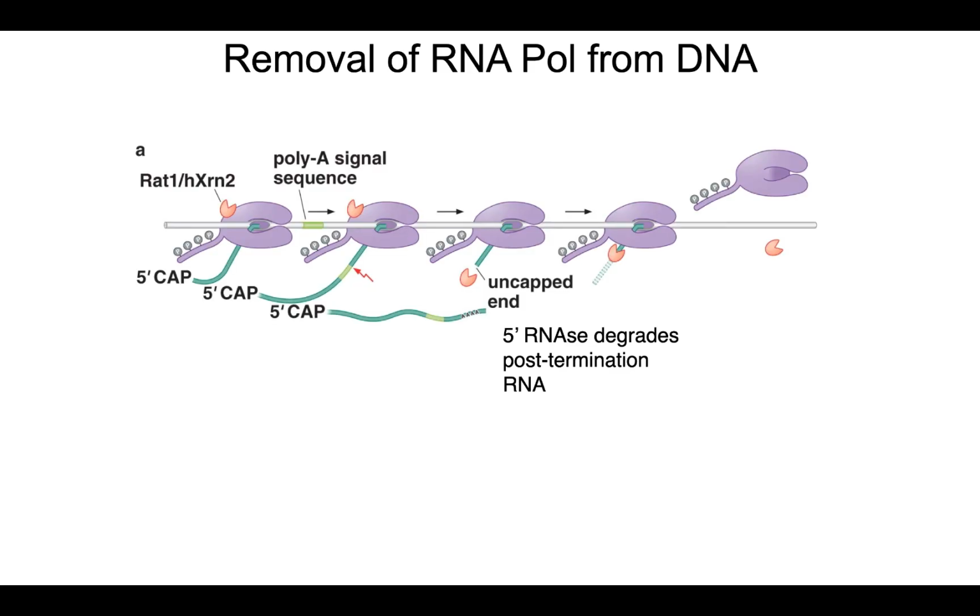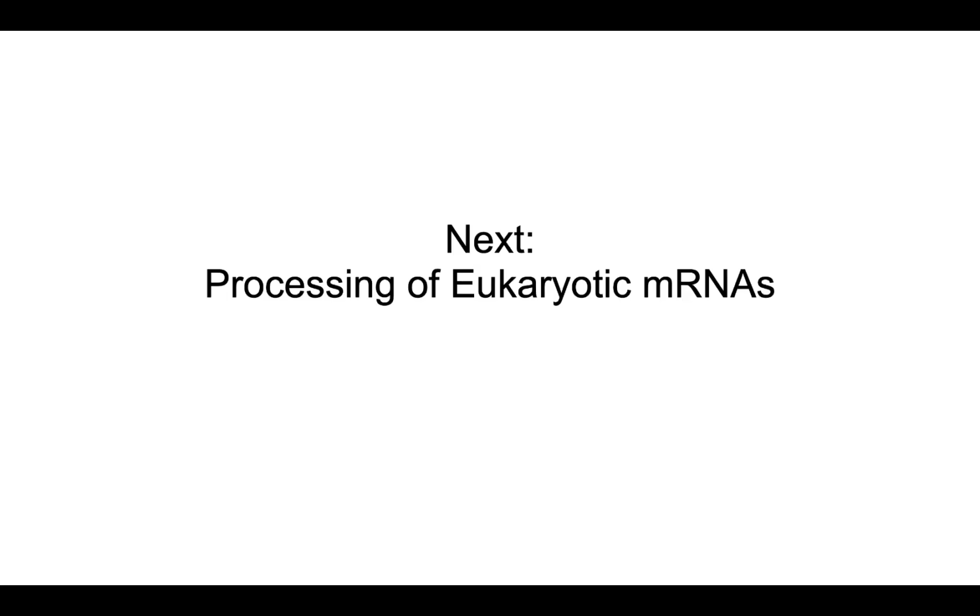Okay, so that concludes our discussion of transcription. In the next lecture we're going to discuss all the processing that we briefly mentioned, how that messenger RNA is processed during transcription: the poly A tail, the 5' G cap, and the splicing out of the introns and the splicing together of exons.